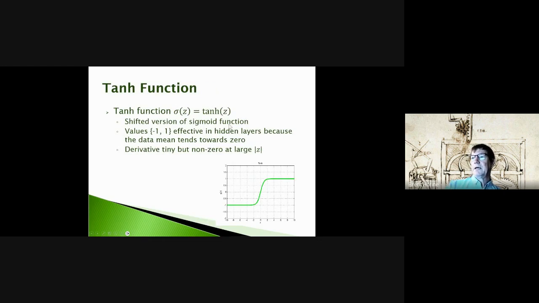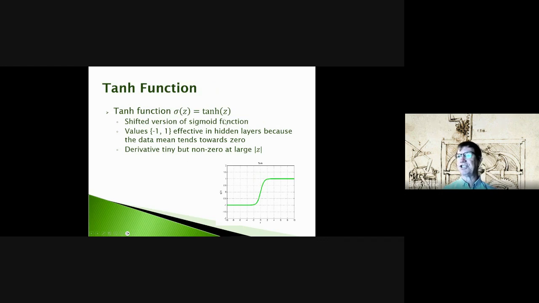All right, so that has some advantages, but the hyperbolic tangent function has some interesting behaviors here. Now, instead of going from 0 to 1, we're going from -1 to +1.